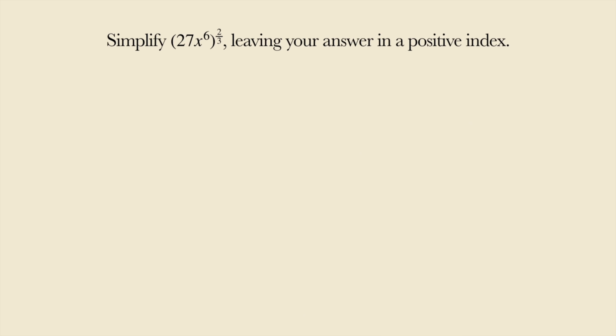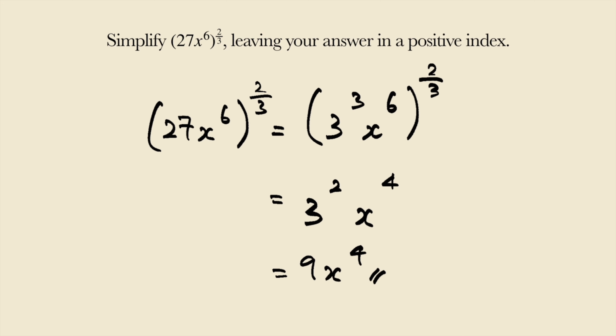Again, we have 2/3 as the power here, and there's a reason why 27 is chosen. Let's take a look here. So 27, express it as 3 to the power of 3. Okay, and now we're going to multiply the indices. So 2/3 times 3 gives us power 2. 6 times 2/3 becomes power 4. Then from here, don't write it as 3 squared, just leave it as 9 x to the power 4.